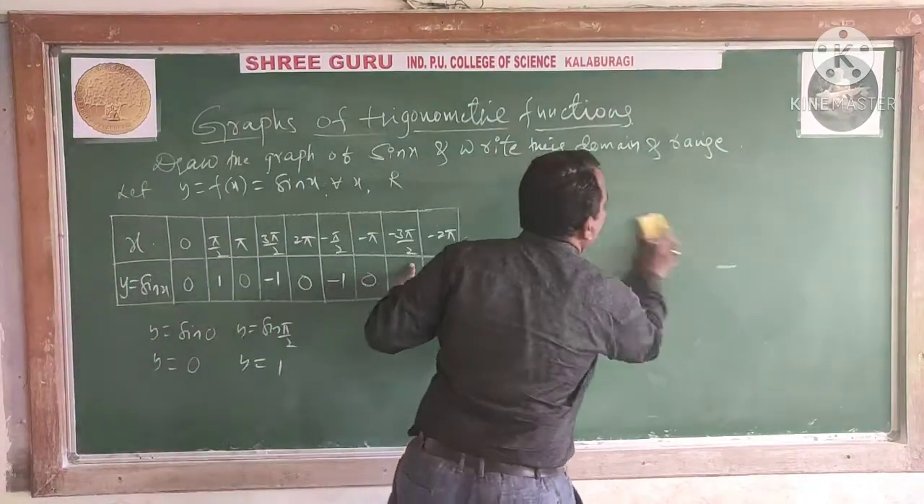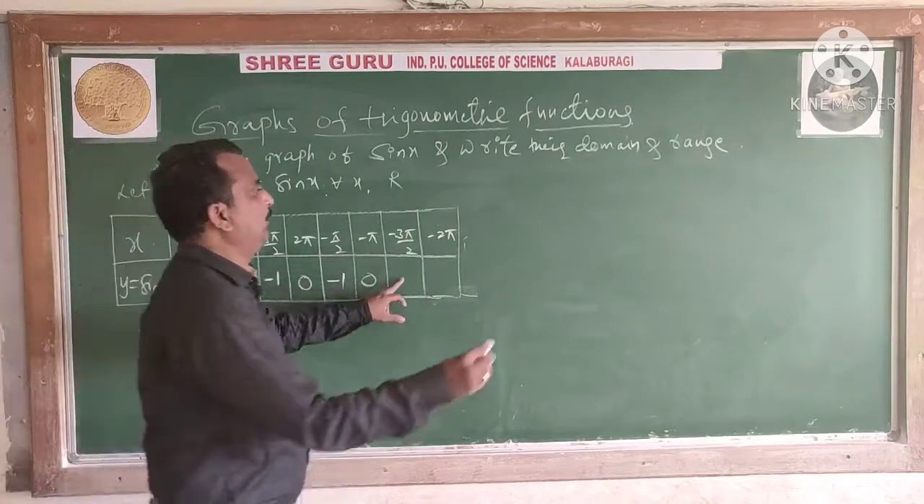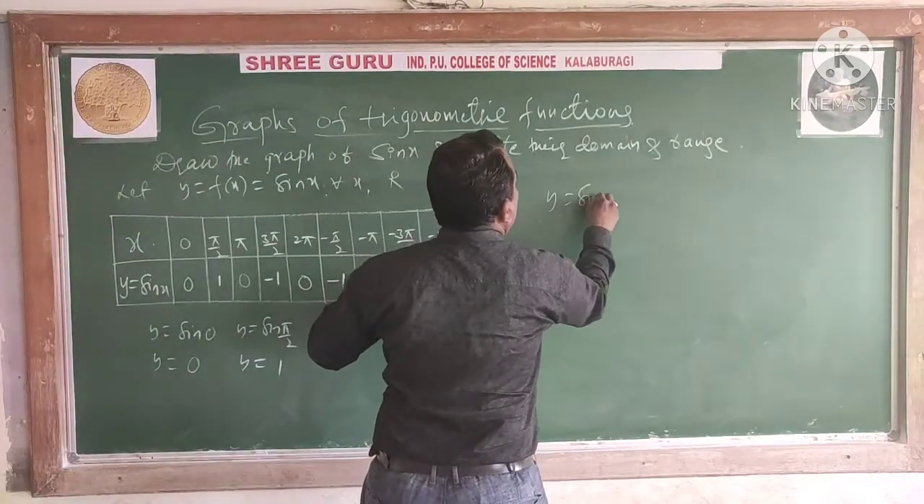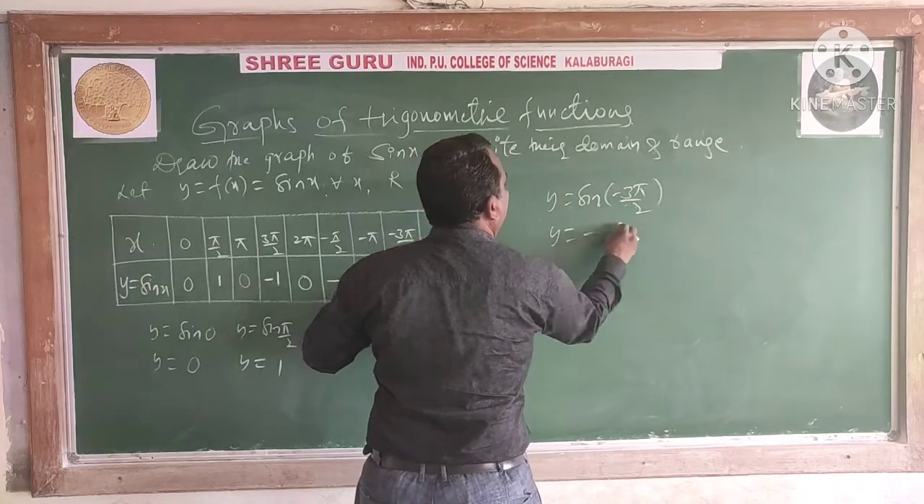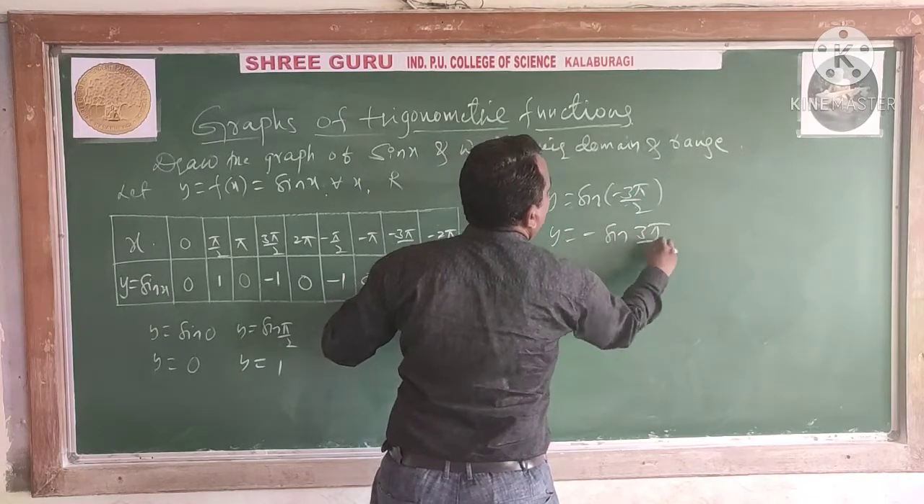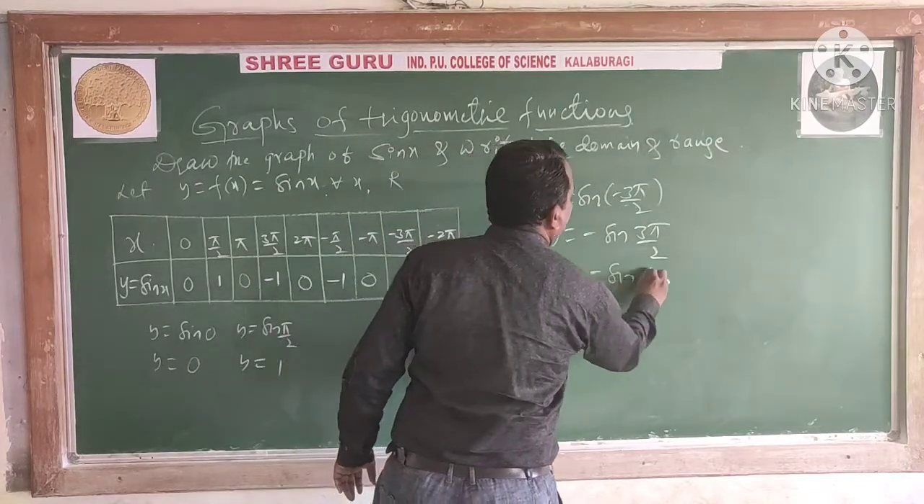Now next come to minus 3 pi by 2. When x is equal to minus 3 pi by 2, we are calculating the y value. You know very well, student, sin of minus theta is minus sin theta. Then this is 270 degree.